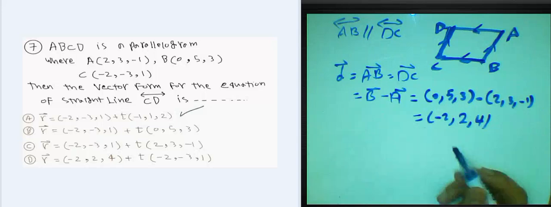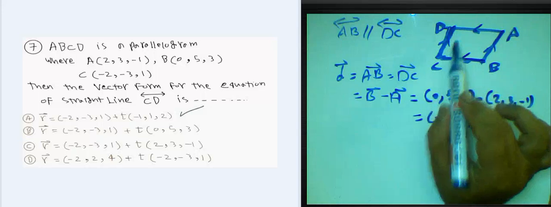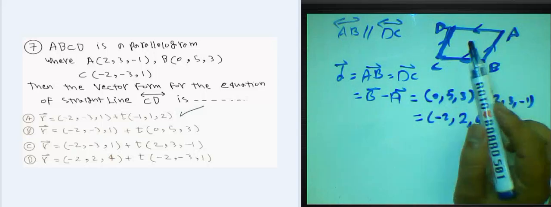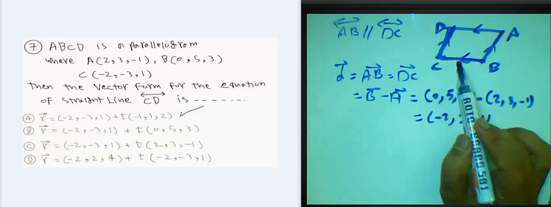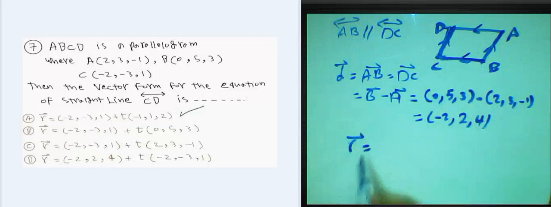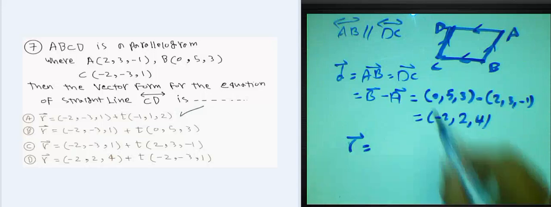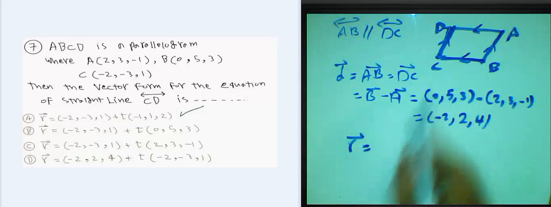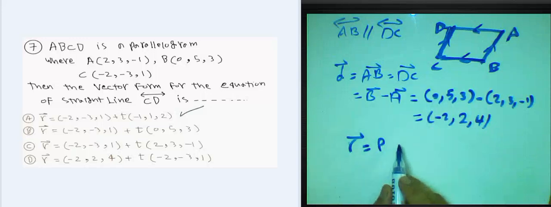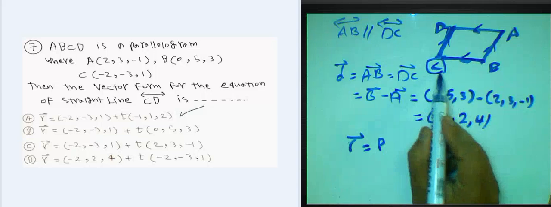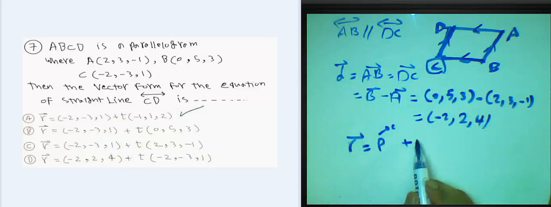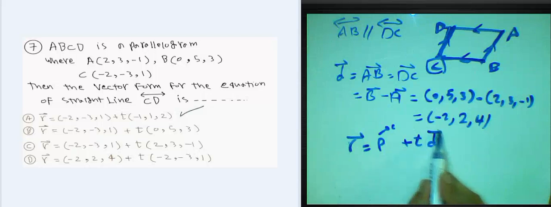Okay, this is the direction vector of the straight line. What is the equation of straight line CD? We have the point it is passing through: point C, because we don't know the vector of D here, but it gives us the vector C. So you can write R, the equation of the straight line CD, equals the point, choose the point C, plus a constant multiplied by the vector D.